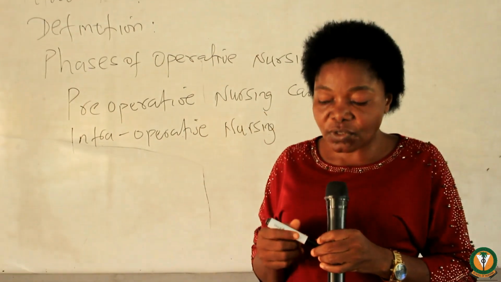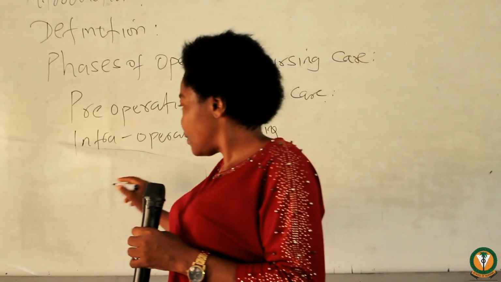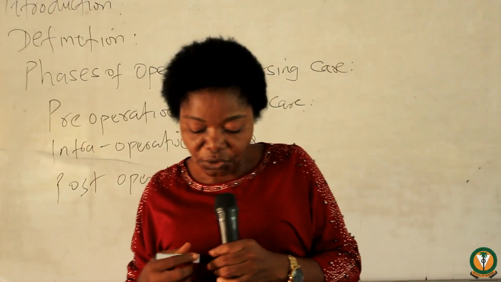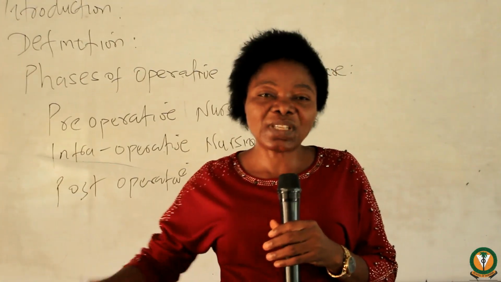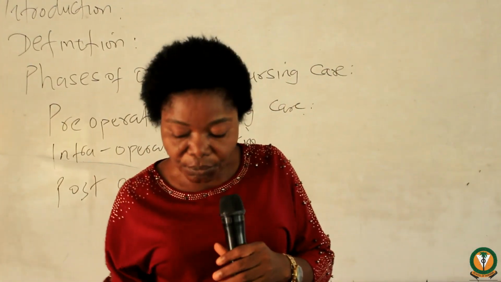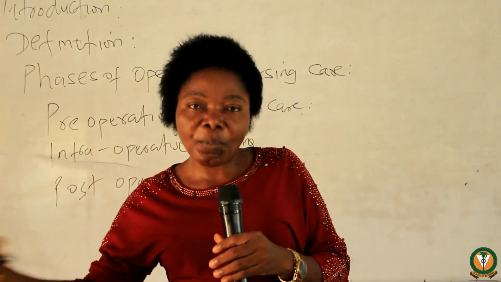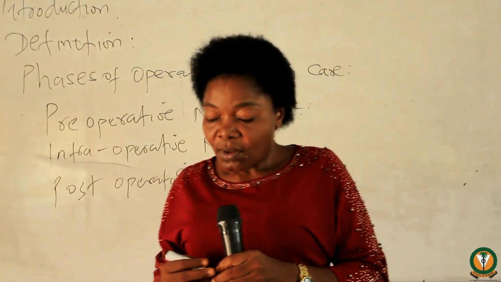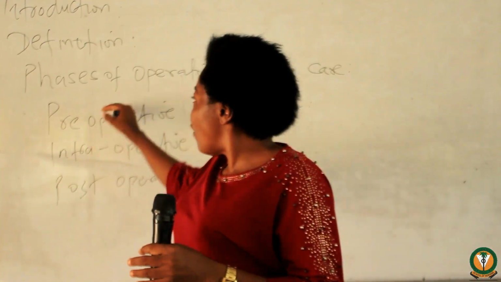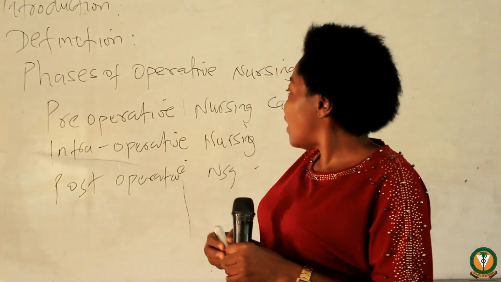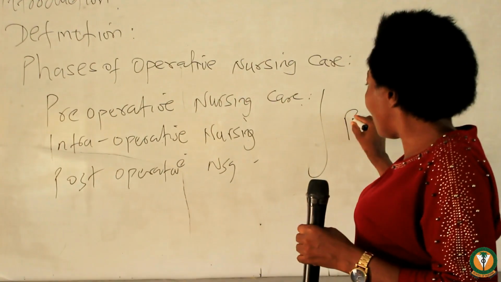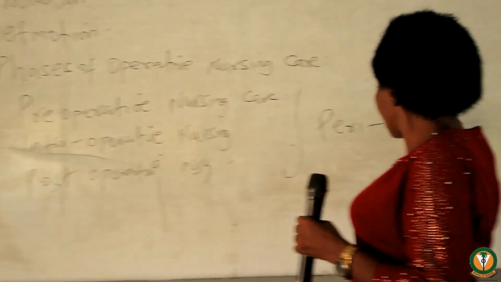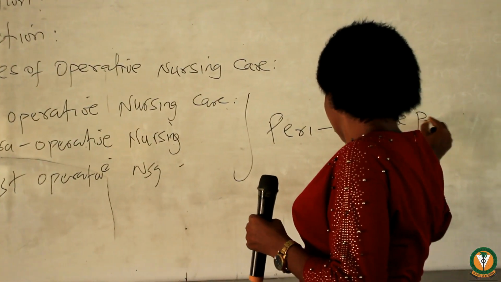The third one is post-operative nursing care, which starts from admission of the patient into the post-anesthetic care unit or the recovery room to the last follow-up of the patient, either in the clinic or at home. All these three phases of operative nursing care are together called the perioperative period.